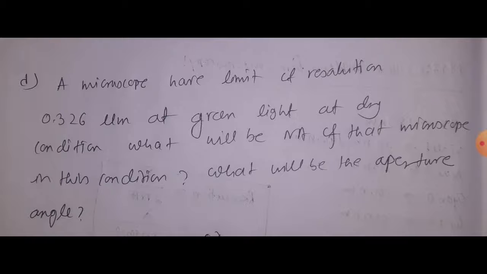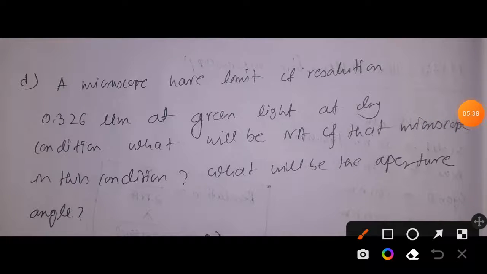Another question: a microscope has a limit of resolution of 0.326 micrometer. Micrometer means 10 to the power minus 6 meter, right? This is the value of small r at green light. Look, they have mentioned the term green light.